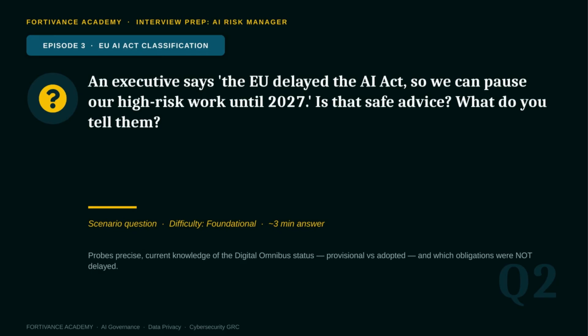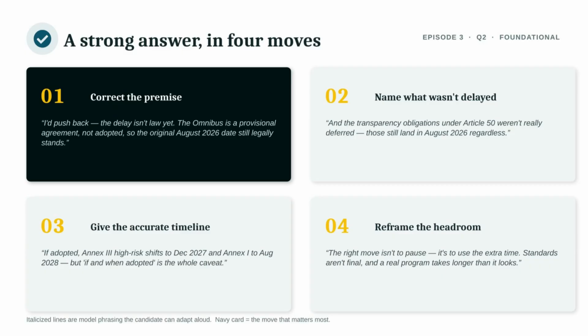So the safe answer is, don't pause. The relief isn't law yet, and several obligations land this August regardless. A candidate who says yes, relax until 2027, fails this question. Voiceover: I'd tell them that's not safe advice, and explain why carefully.